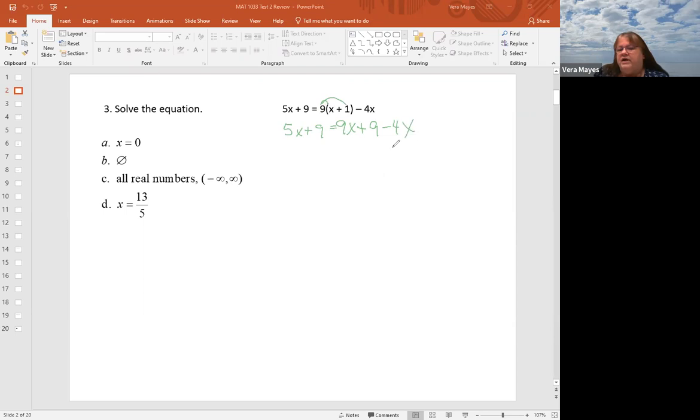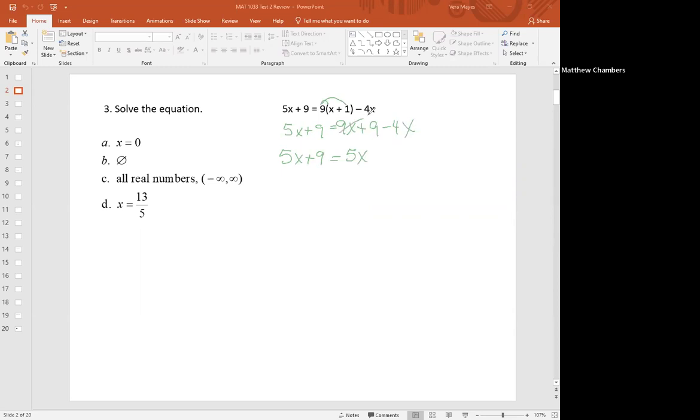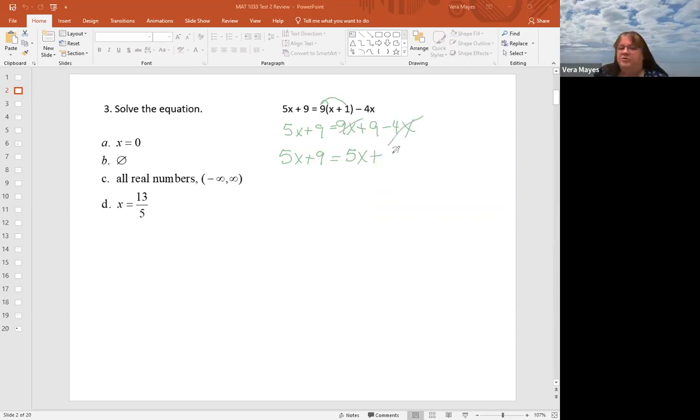And now when I look at the right-hand side, I see that there are terms that are very similar. So let's go ahead and combine the similar terms. So let's not deal with the left-hand side yet. 9X minus 4X gives me a 5X. So I combine those two, and then I can bring down the 9. Okay, so now what I'm left with is 5X plus 9 equals 5X plus 9. Well, is that true? What do you guys think? They're exactly the same, aren't they?